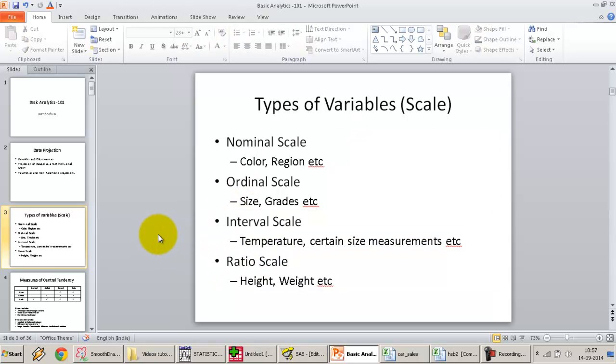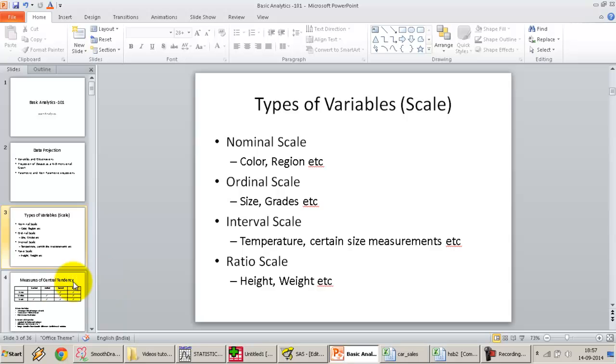Alright, so we've got four kinds of variables. We've got nominal or categorical variables: no direction, no magnitude, pure categories. Ordinal scale: some direction but no magnitude, so you have order in the variable, like sizes or grades. Then you've got the interval and ratio scale, where you have direction and magnitude as well.